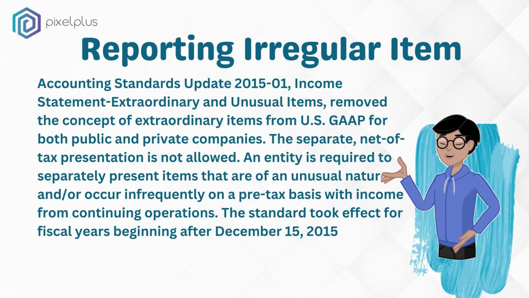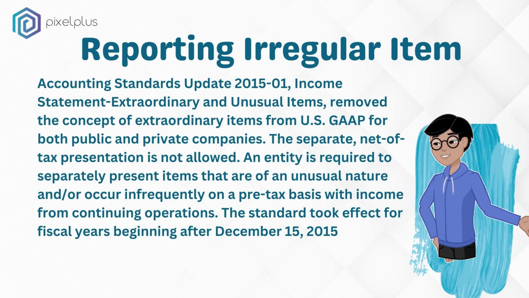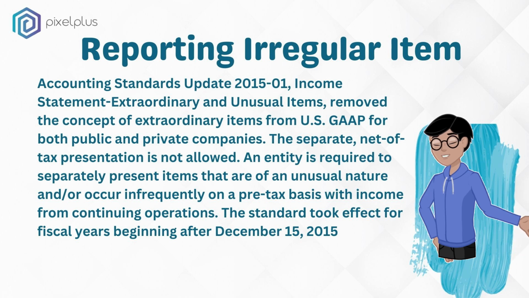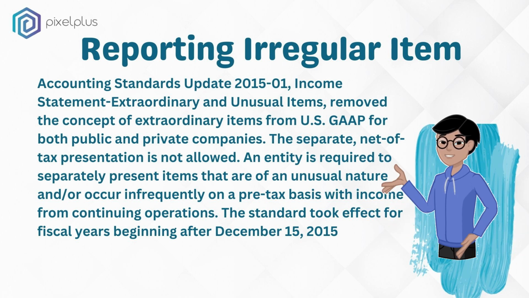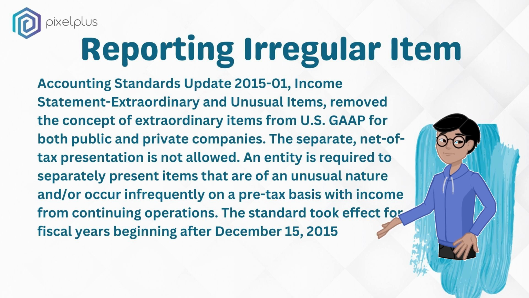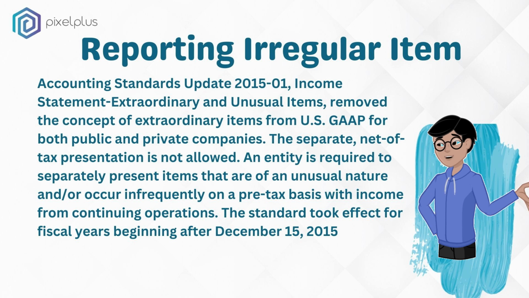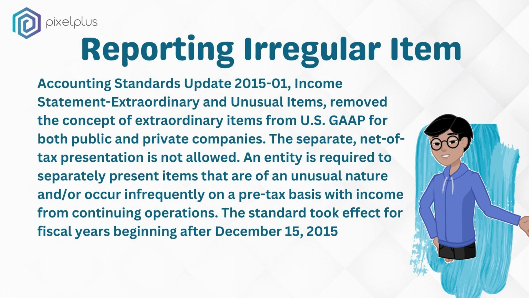Instead, companies must present these items of an unusual nature or that occur infrequently with the pre-tax income from continuing operation. This change, effective for fiscal years beginning after 2015, aims to simplify financial reporting and provide more consistency and clarity in how unusual or infrequent events are reported, ensuring that financial statements offer a more straightforward view of a company's operation and overall performance.